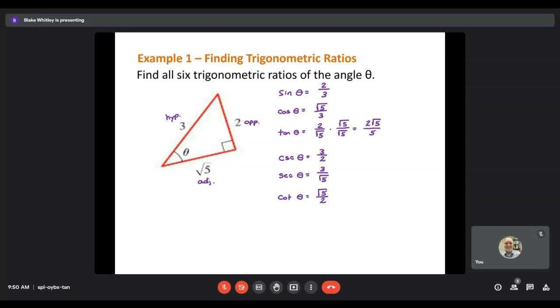So the key here is just to make sure that you've labeled your sides correctly, identify where theta is, and then label the opposite, the adjacent, and the hypotenuse correctly. And then you should be able to find each of these 6 trig ratios.